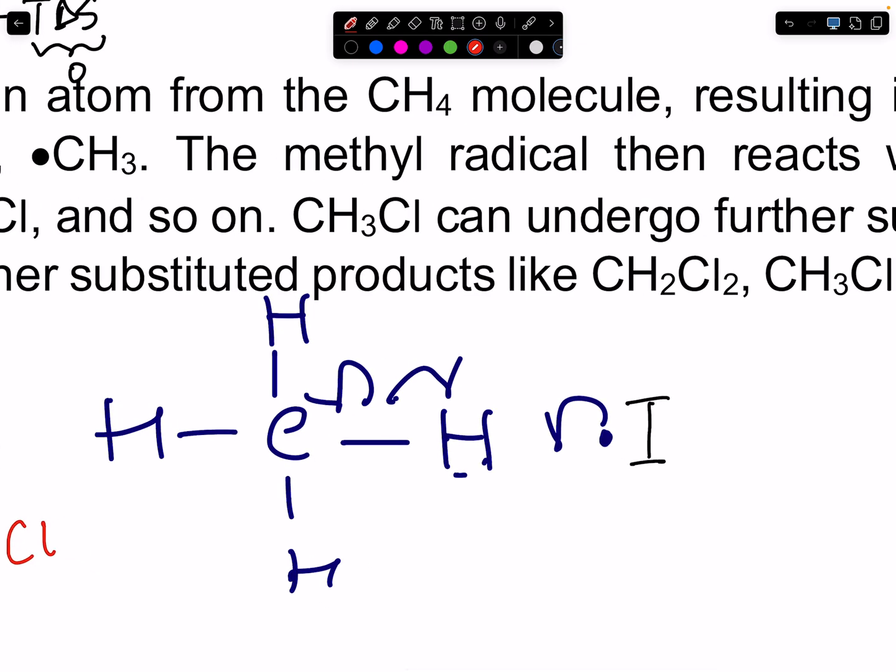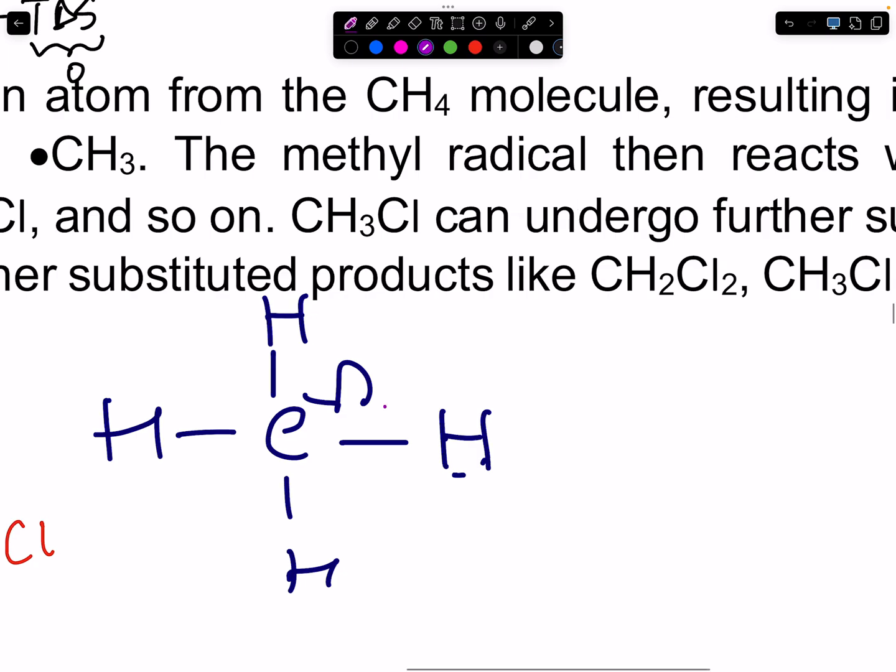If you take a look at my screen here, guys. Okay? I'm going to draw the arrow. Drawing the arrow for propagation and termination is not in IB, so I'm just going to show you nevertheless. So you have chlorine radical, right?